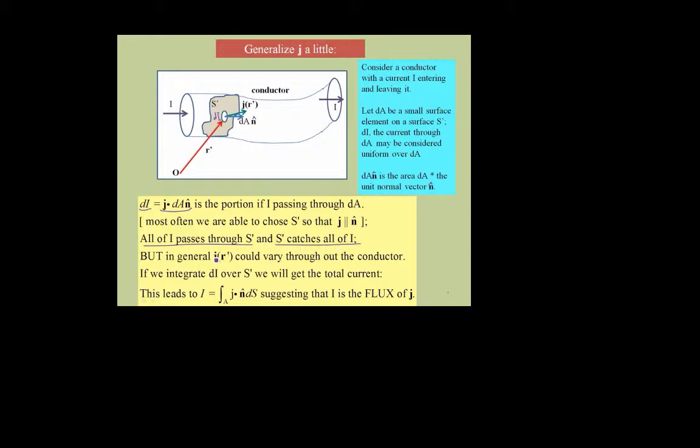But in general, this quantity here could vary throughout the conductor. If we integrate dI over S prime, we would expect to get the total current. I will be equal to the integral over S prime of J dot n hat dS. And we've seen equations like this before for electric field. This is like a flux, so I is the flux of the current density J.